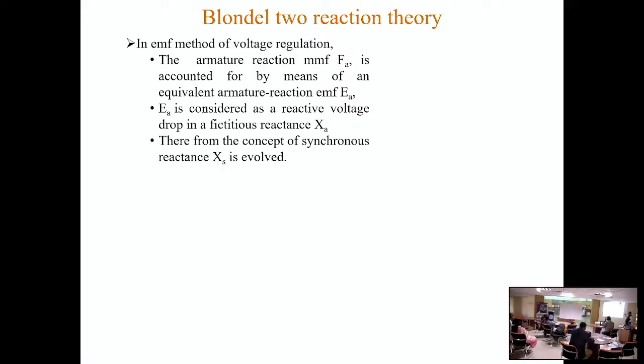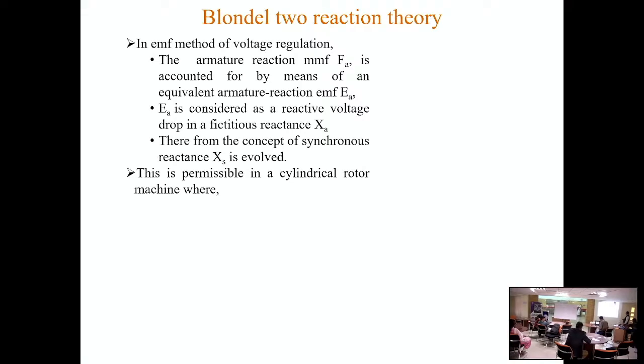That means synchronous reactance is the sum of two reactances. One is the leakage reactance, which is the machine's own parameter, due to leakage in the armature, XL. Due to armature reaction, there will be another reactance, XA. The sum of those two will give you XS. So only one reactance is okay for this machine. This is permissible in a cylindrical rotor machine; only one reactance is sufficient to explain its performance.